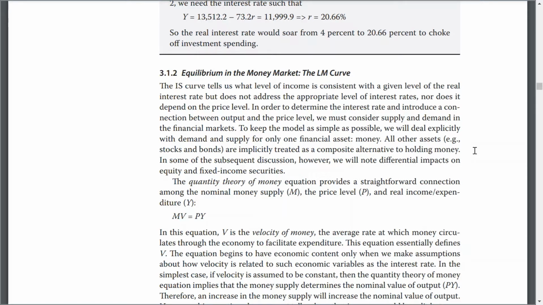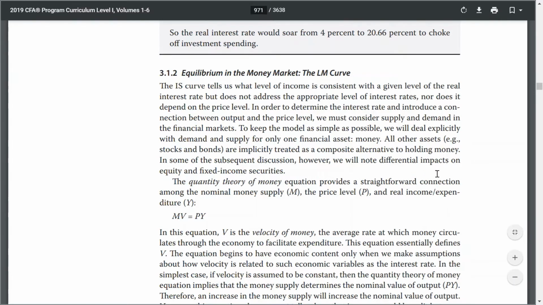To keep the model as simple as possible, we will deal explicitly with demand and supply for only one financial asset, money. All other assets, e.g. stocks and bonds, are implicitly treated as composite alternatives to holding money. In some of the subsequent discussions, however, we will note a differential impact on equity and fixed income securities.